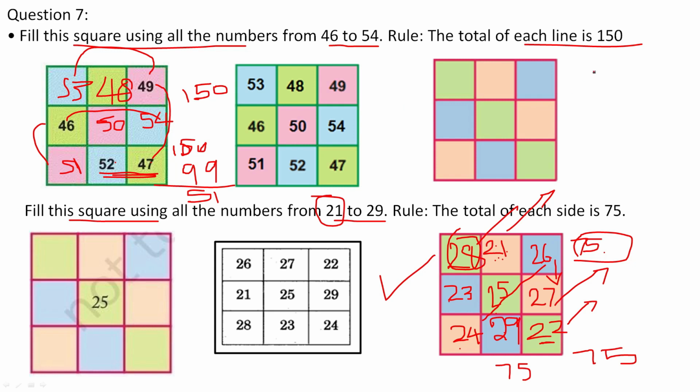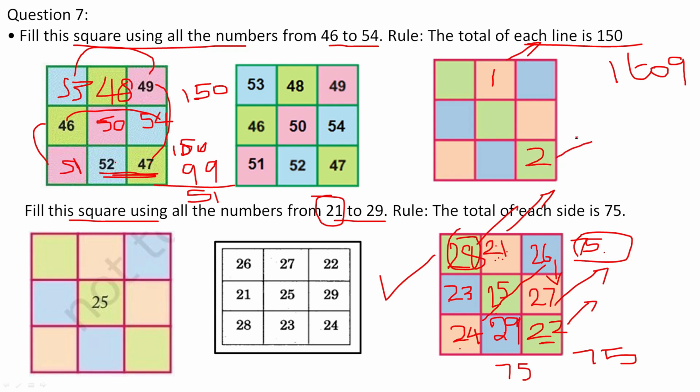For example, 1 to 9, the total is 15. How can we fill up? Number 1 you put here. 2, there is no place diagonally, you have to go, but no place, 2 will come down.